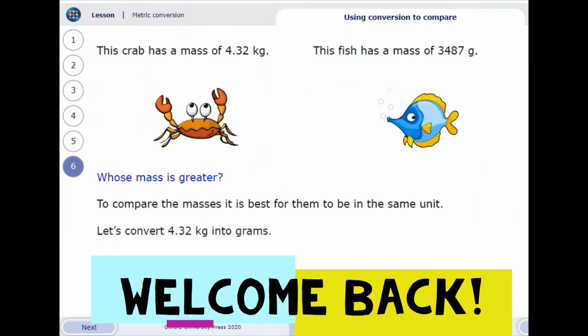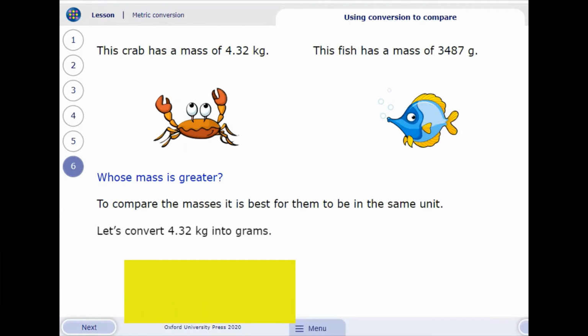Right, so we're going to go through this little activity, which won't take very long, but just practices a little bit more about converting between the units. It says this crab has a mass of 4.32 kilograms. So remember, a mass is how much it weighs. This fish has a mass of 3,487 grams. Whose mass is greater? So it says to compare the masses, it is best for them to be in the same unit.